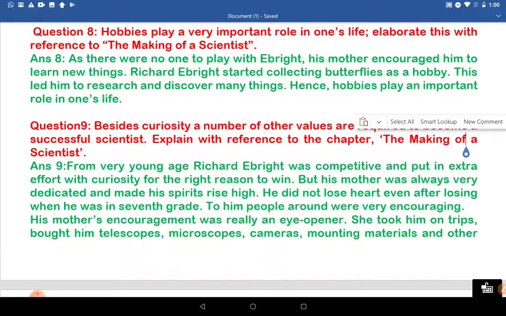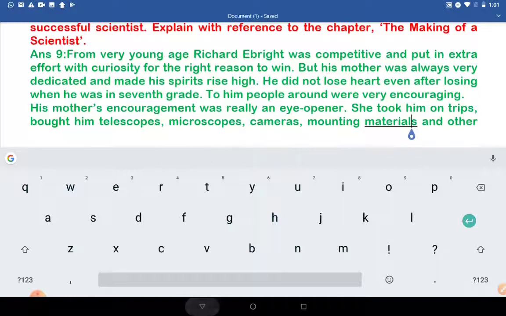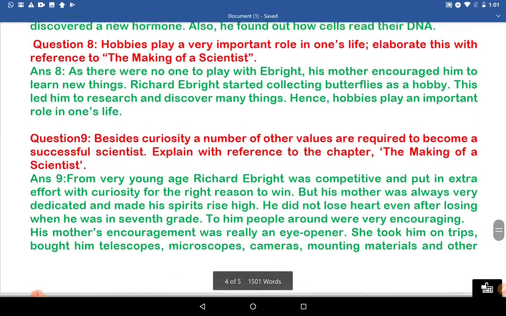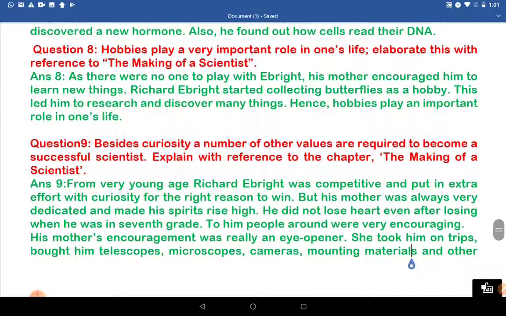Question number 8. Hobbies play an important role in one's life. Elaborate with reference to the making of scientists. Answer. As there was no one to play with Ebright, his mother encouraged him to learn new things. Ebright started collecting butterflies as a hobby. This led to the research and discovery of many things. Hence, hobby plays an important role in one's life.